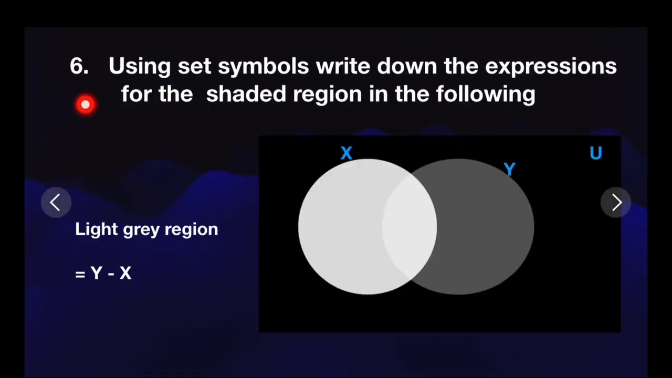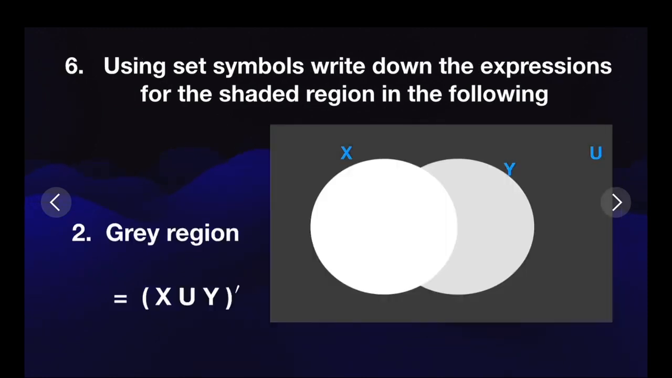Now question number 6, using set symbols write down the following expression for the shaded region. So they have given the Venn diagram and you have to write down the shaded region. They have shaded this region of the set Y and we know that this region is Y difference X. Next one is they have shaded this outside region leaving out the middle portion. We know that these two sets together form X union Y. So outside region will be X union Y dash.